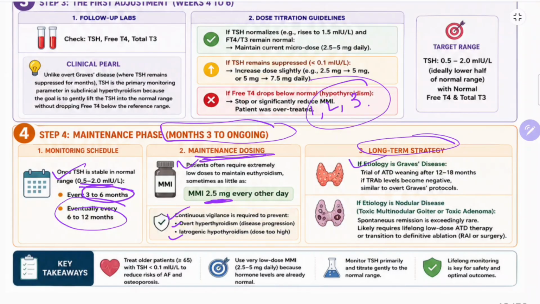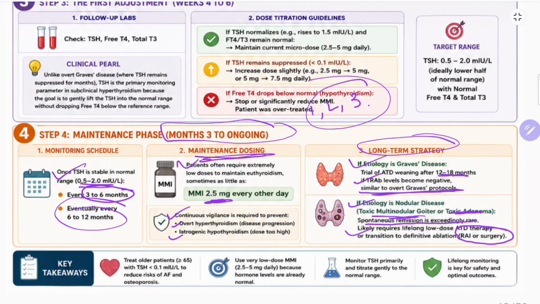Now long-term strategy: if the etiology is Graves' disease, continue for 18 months, then you wean if TRAb is negative, and the protocol will be similar to the Graves protocol. Now if the etiology is toxic multinodular goiter or toxic adenoma, spontaneous remission is extremely rare. So the patient either needs to take low dose ATD, or better, she should go for surgery or radioactive iodine therapy.